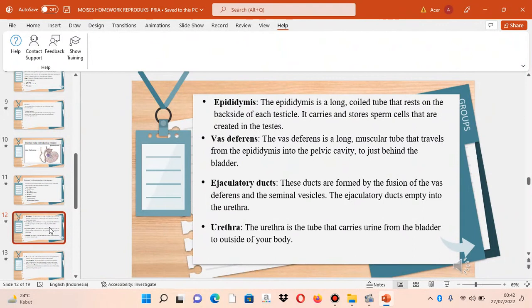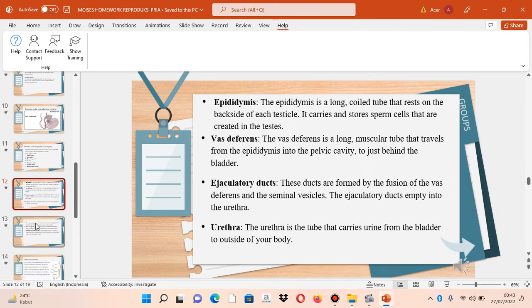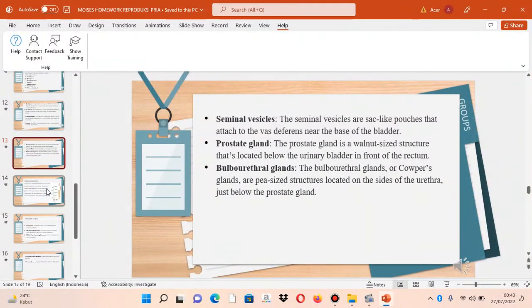And the next, the urethra. The urethra is the tube that carries urine from the bladder to outside of your body. Okay, the next is the seminal vesicles. The seminal vesicles are sac-like pouches that attach to the vas deferens near the base of the bladder. The next is the prostate gland. The prostate gland is a walnut-sized structure that is located below the urinary bladder in front of the rectum.